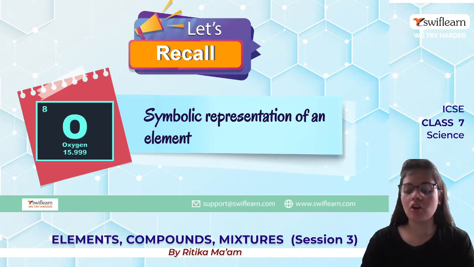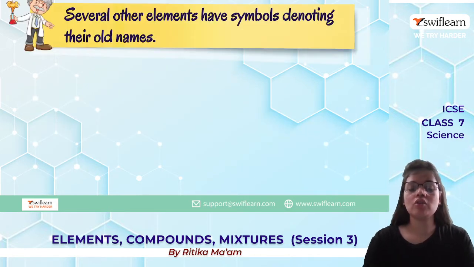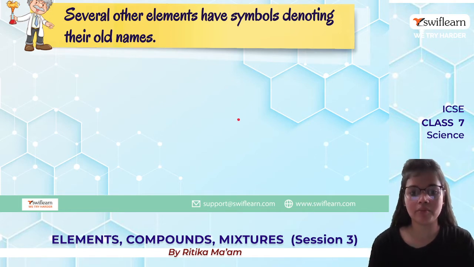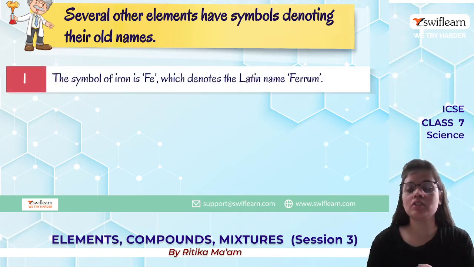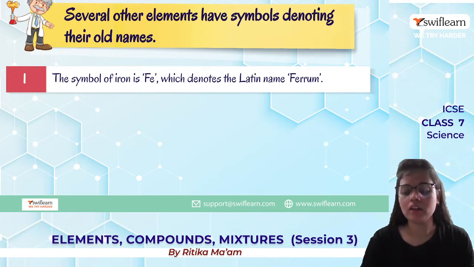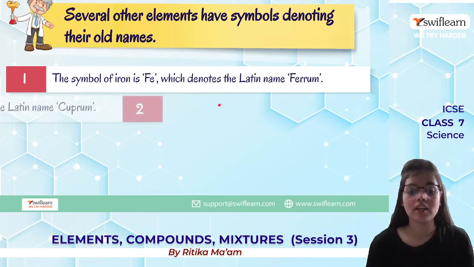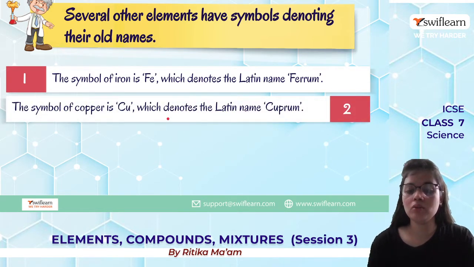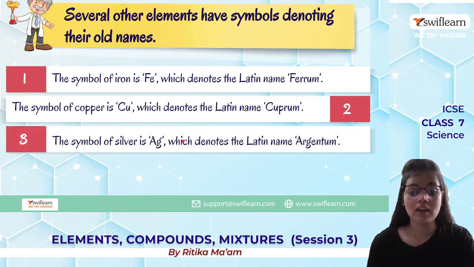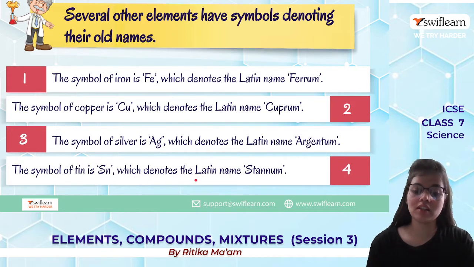Symbolic representation of element. Alright. So if I talk about the elements, they are not every time denoted by their full name. We have the symbols for them. Okay. So there are many elements which are denoted by their old names. For example, if I talk about iron, it is represented as Fe, which means it is represented by its Latin name, that is ferrum. Similarly, copper stands with Cu, that is cuprum, which is its Latin name. Ag for argentum, that is silver, and Sn for tin, that is stannum.